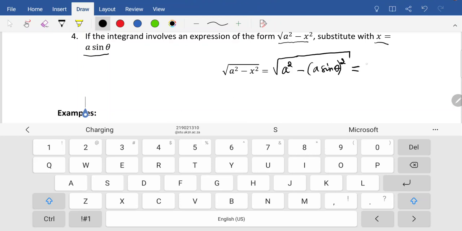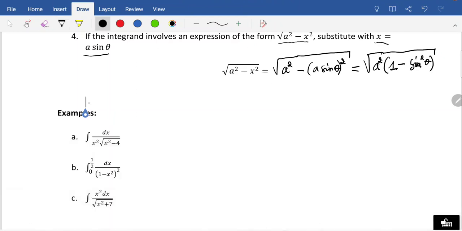which is equal to, once again, a squared is a common factor, so we can pull it out. We have a squared multiplied into 1 minus sine squared theta, and that is just equal to the square root of, again, a can come out of the square root sign, so we have a multiplied by the square root of 1 minus sine squared, which is just cos squared, again from our identities, and that is just equal to a times cos of theta.